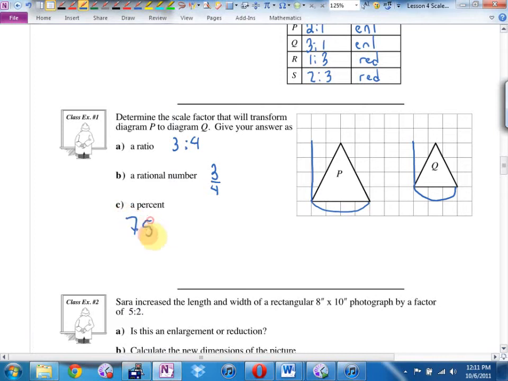75%. This is a 75% reduction. You're keeping 75% of the original.